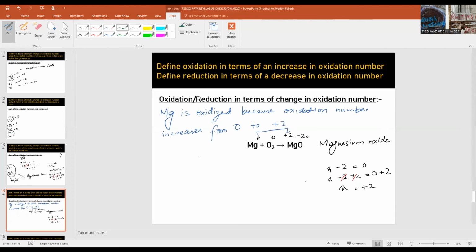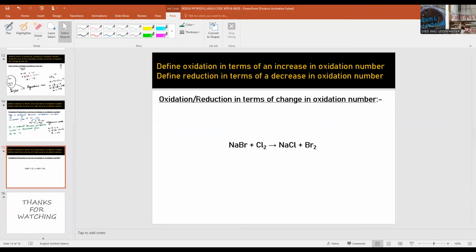What about oxygen? For oxygen, we'll make the statement: oxygen is reduced because the oxidation number is decreased. You see the number moving to the negative side, so you write decreased from 0 to -2. So in this way, you will make the statement for a redox reaction when you're talking about oxidation and reduction in terms of change in oxidation number.